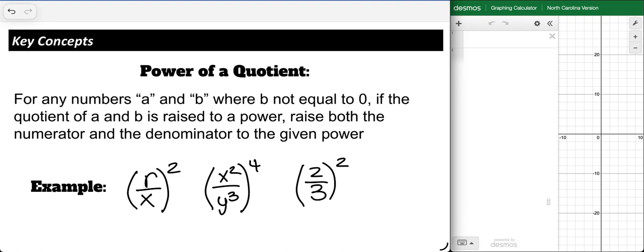Now, we haven't solved any of these problems, which will be in the next lesson. This is just an introduction to the actual laws that we're going to be using because we have to kind of remember these. Okay. Now, if you have any questions, don't hesitate to ask.